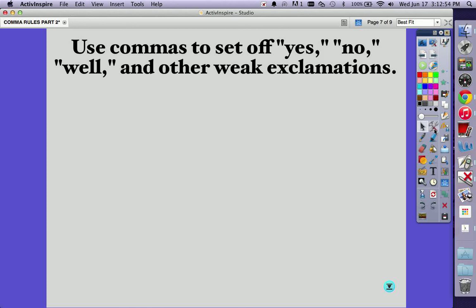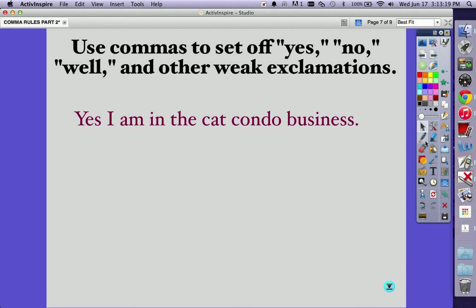The next rule says use commas to set off yes, no, well, and other weak exclamations or interjections. So this is a type of introductory word or phrase like we talked about in part 1. Interjections are always set apart from the rest of a sentence by either a comma or an exclamation point. If it's a weak exclamation, then use a comma instead of an exclamation point. Like this, yes, I am in the cat condo business.